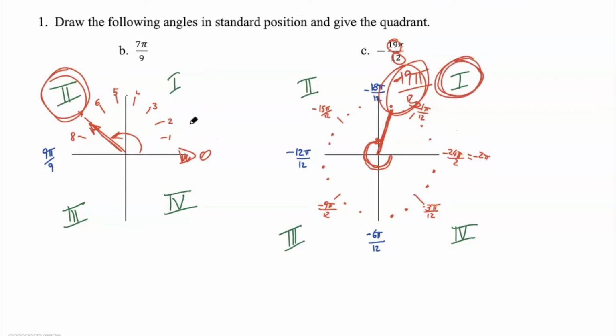Remember, the quadrants are labeled using Roman numerals. They start from the top right, number 1, and then proceed counterclockwise. So 1, 2, 3, and 4. Quadrant 1, quadrant 2, 3, and 4.